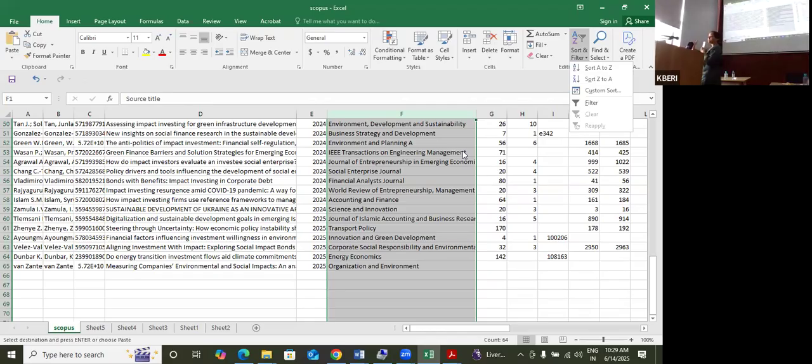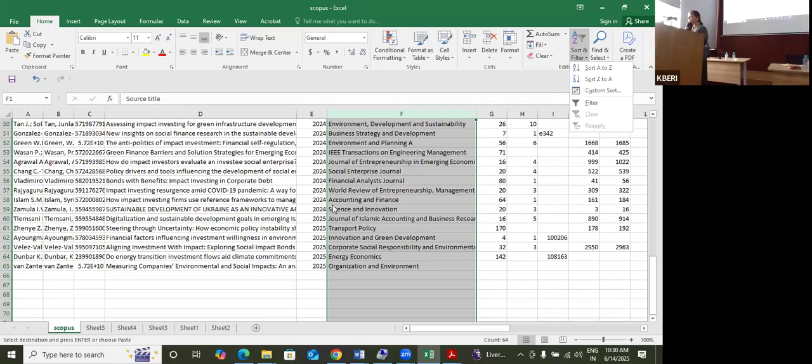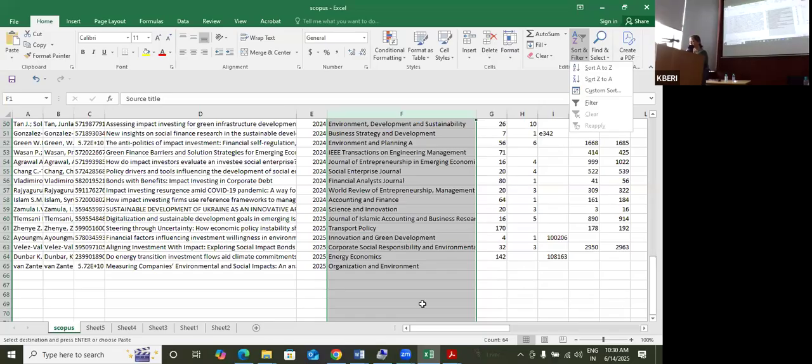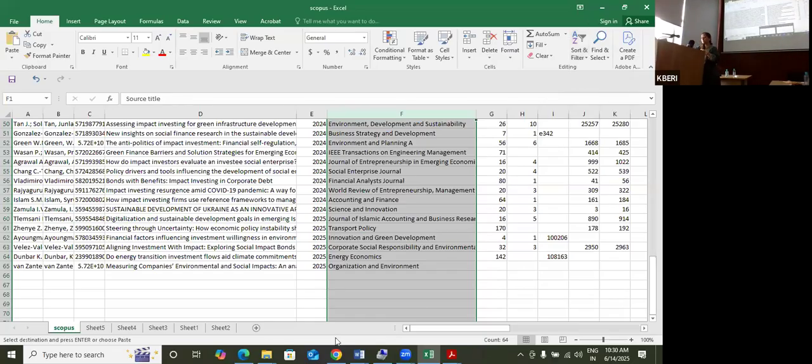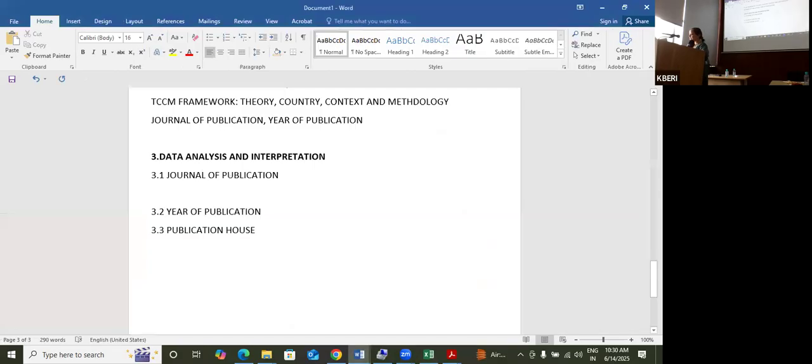So now this is our master file because it is only from a single database. This is from a single database, so there is no need to merge. There is no need to do anything else. Okay, so now let's talk about the next important thing, the TCCM framework.